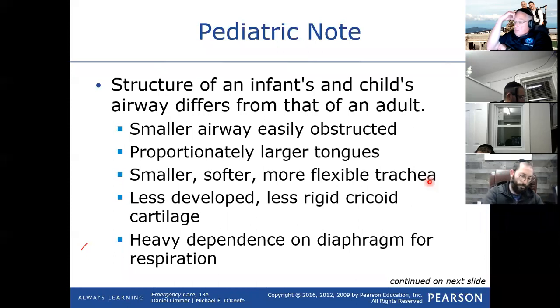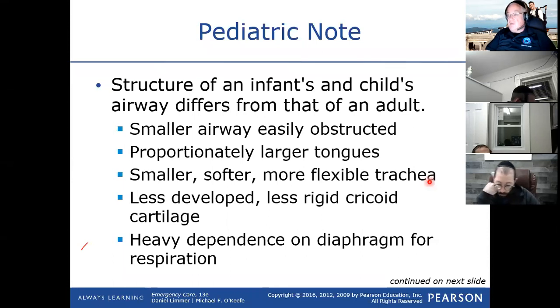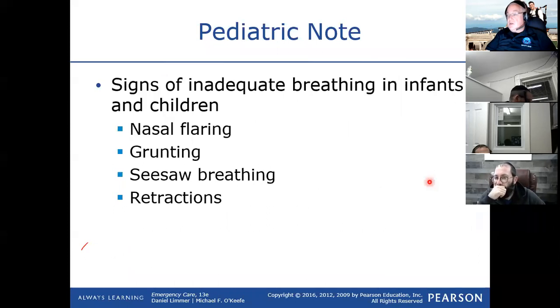And the other thing would be that kids are primarily breathing with their diaphragm. We use our diaphragm and our intercostals. In kids, they primarily just breathe with their diaphragm up until probably around the age of 6 or 7. So if you're only using one set of muscles to breathe, it's obviously easier to tire those muscles if the kid's having a problem, if they have a pneumonia or some type of problem, so that they could actually just kind of wear out those muscles easier than an adult can.